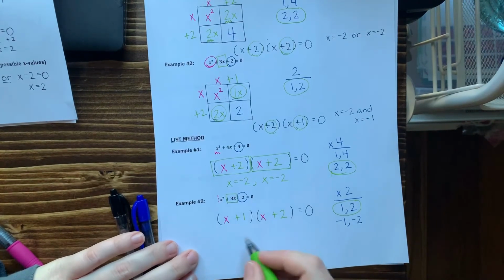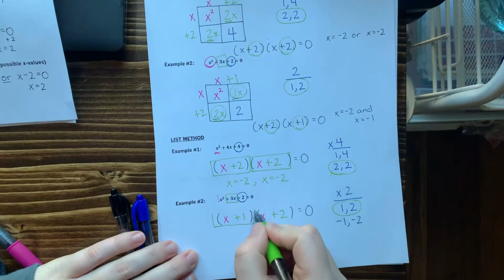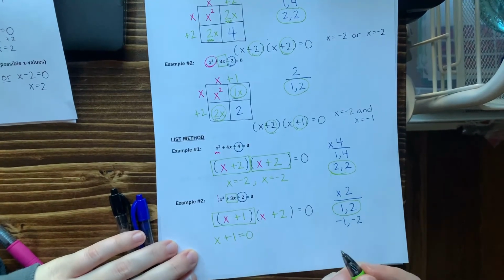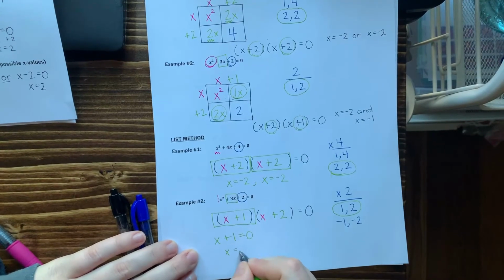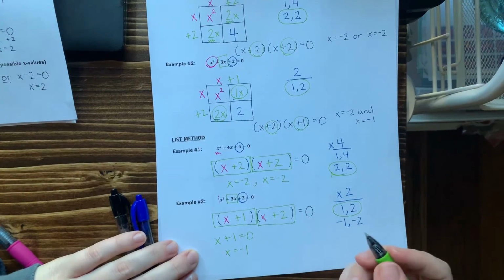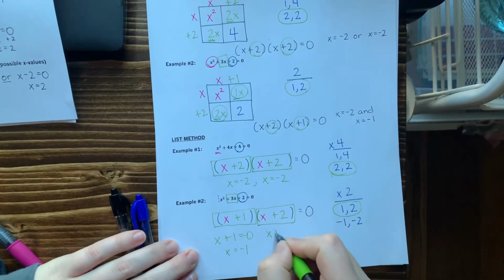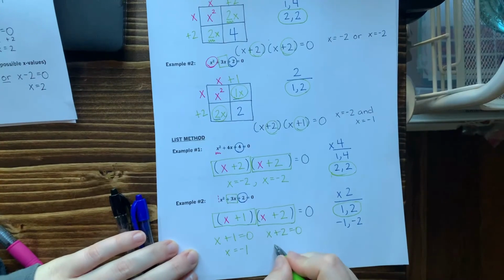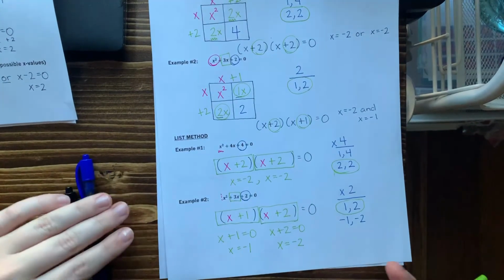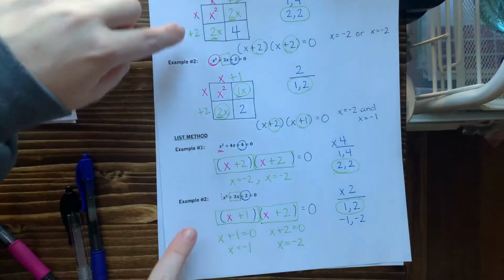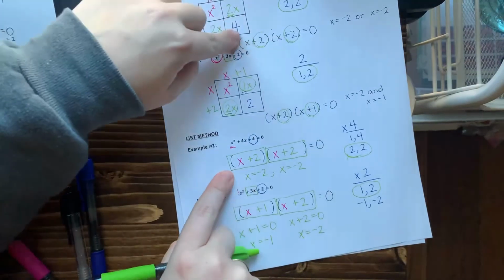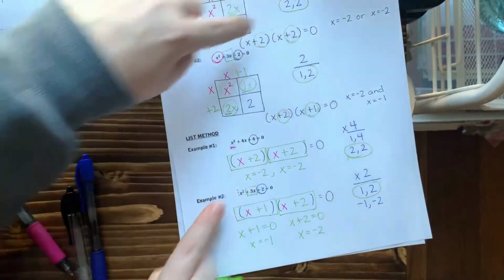Now for our factors, if this piece is equal to 0, x plus 1 equals 0. What does x have to equal? x has to equal -1. If this piece is equal to 0, x plus 2 equals 0, that means x has to equal -2. So again, these are the exact same functions, example number 1, example number 1. We ended up with the exact same factored form and the exact same roots.